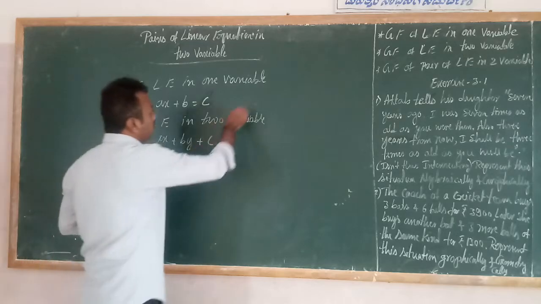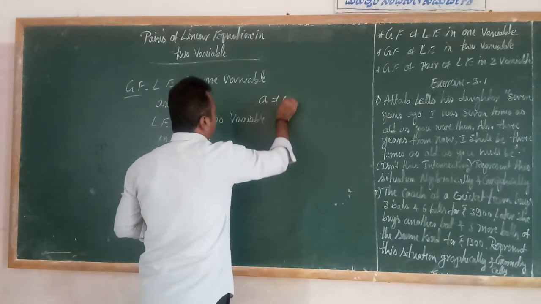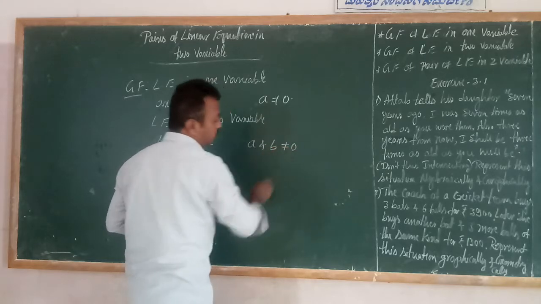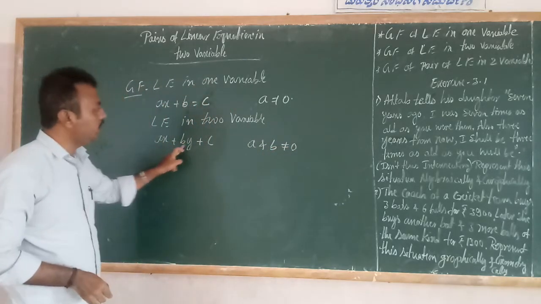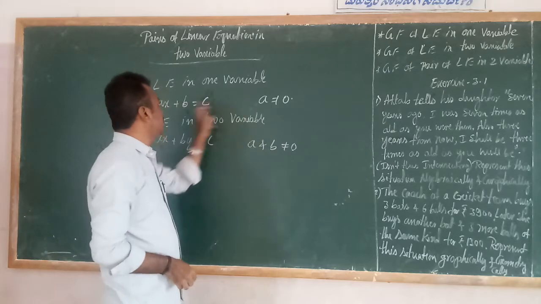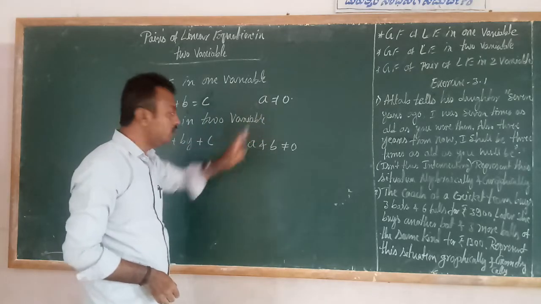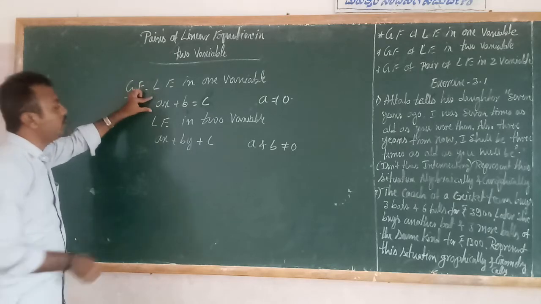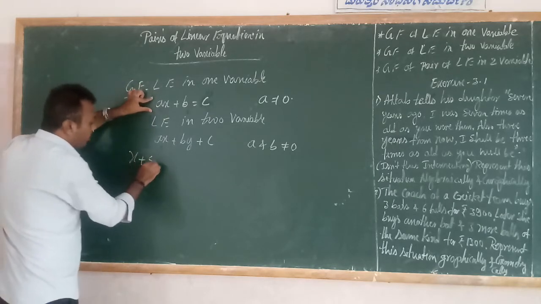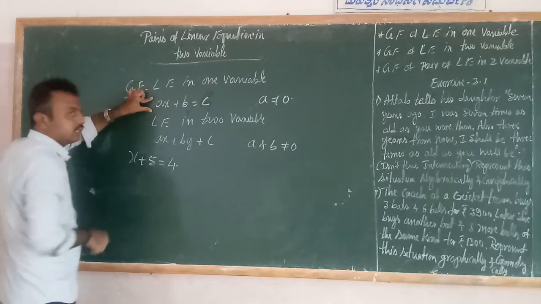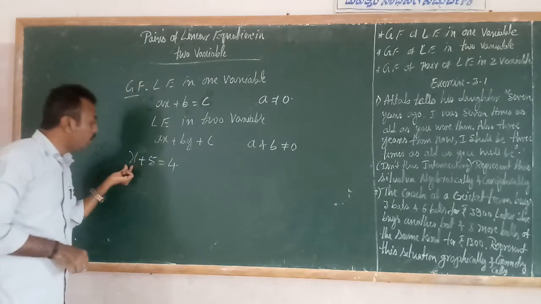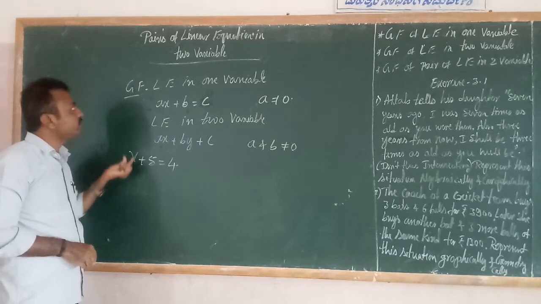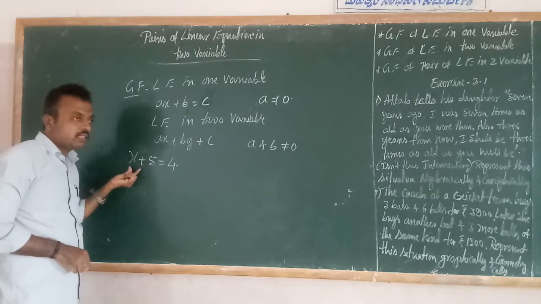Here a and b are not equal to 0. These are the conditions. See students, for linear equations in one variable, for example, x plus 5 is equal to 4. There is one unknown variable. One variable is there. Correct? That's why we call it a linear equation in one variable.